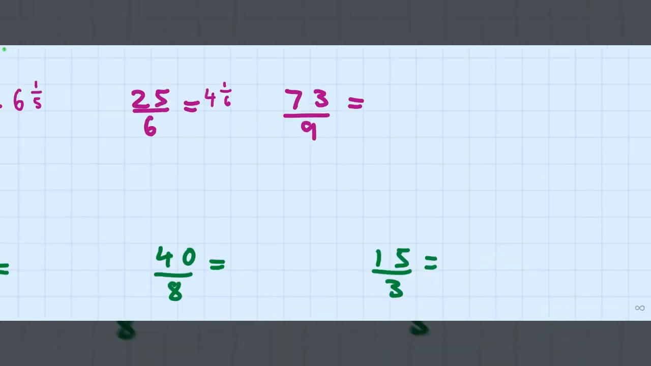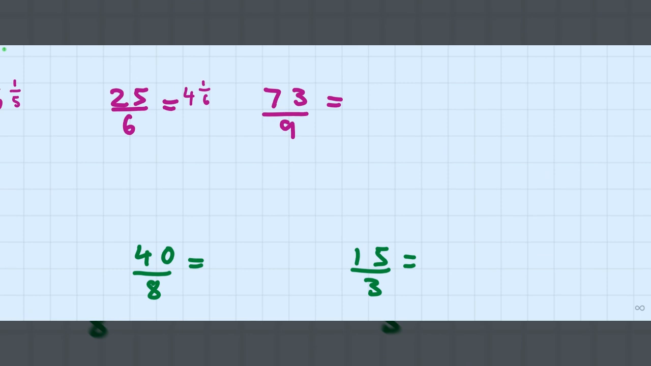73/9, so I'm looking at ninths this time. Well, 9 8s are 72, and that's 1/9 left over.